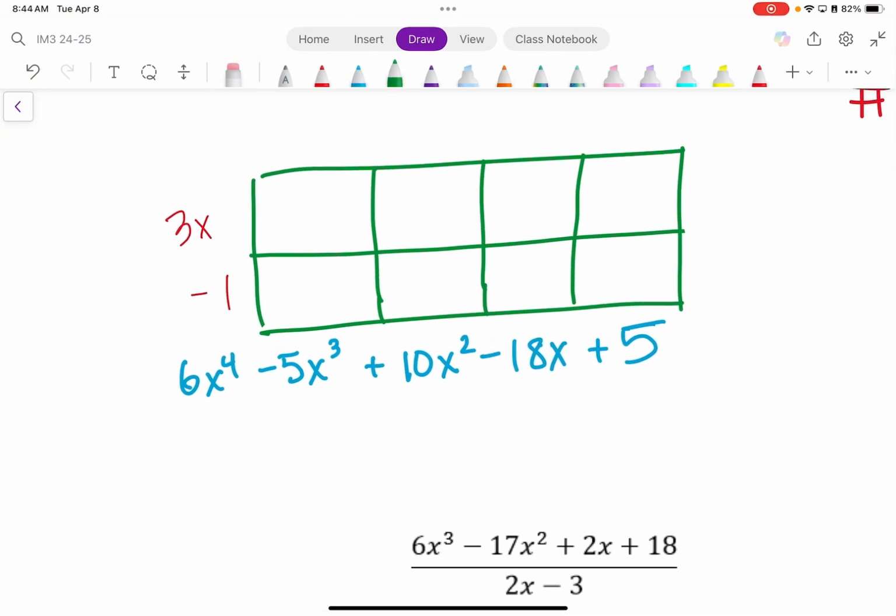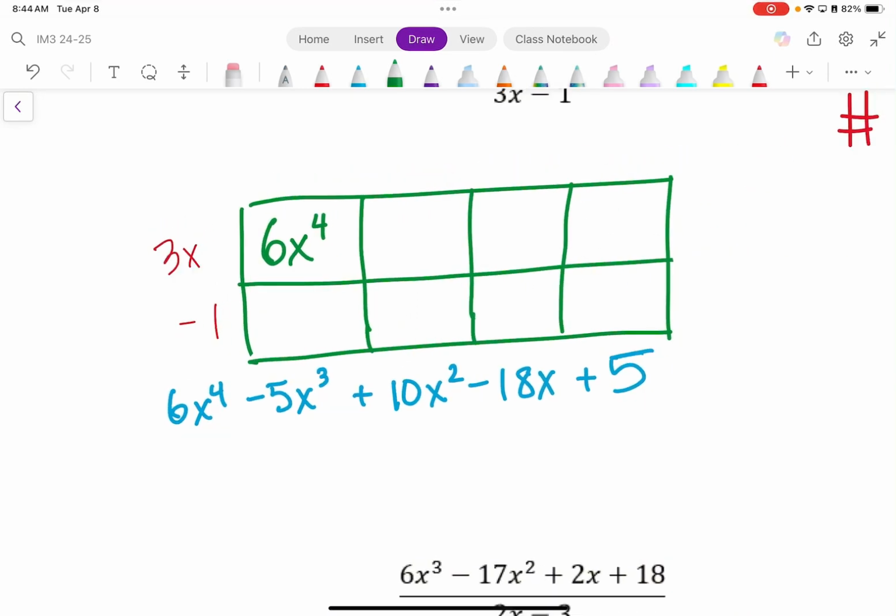So we're going to take the first term, which is 6x to the fourth, and put it in the top left box. Like that. All right, and that's basically all you need. Everything from here on out is kind of like a chain reaction. You just figure one box, figure the next one, one box, figure the next one, and so on and so forth until you're done.